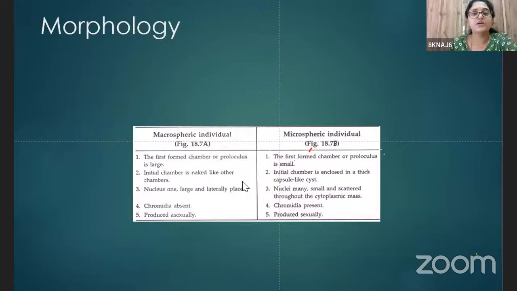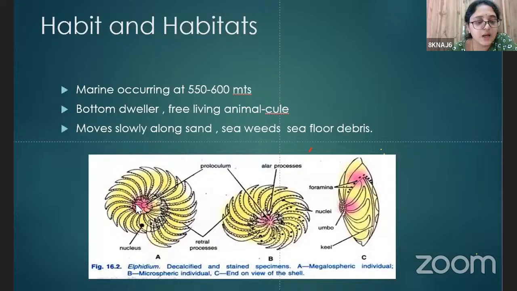Now, there is a shell also. It has a hard shell. Biconvex means like this, both the sides are bulging out. It can be oval or spherical in shape, pale yellow in color, and it surrounds the protoplasm. So the protoplasm is surrounded by this shell, and this shell is made up of calcium carbonate. So it is known as a calcareous shell, and it also has organic and inorganic substances.